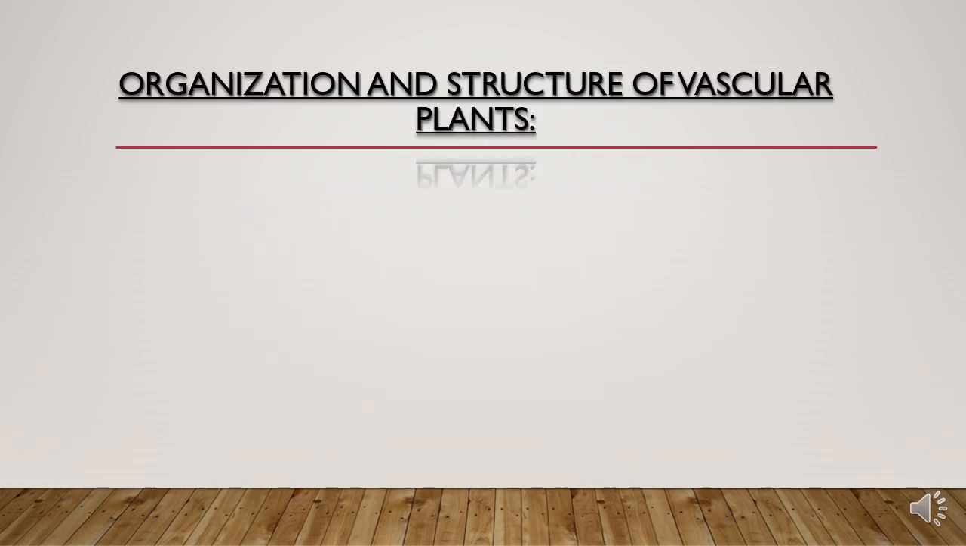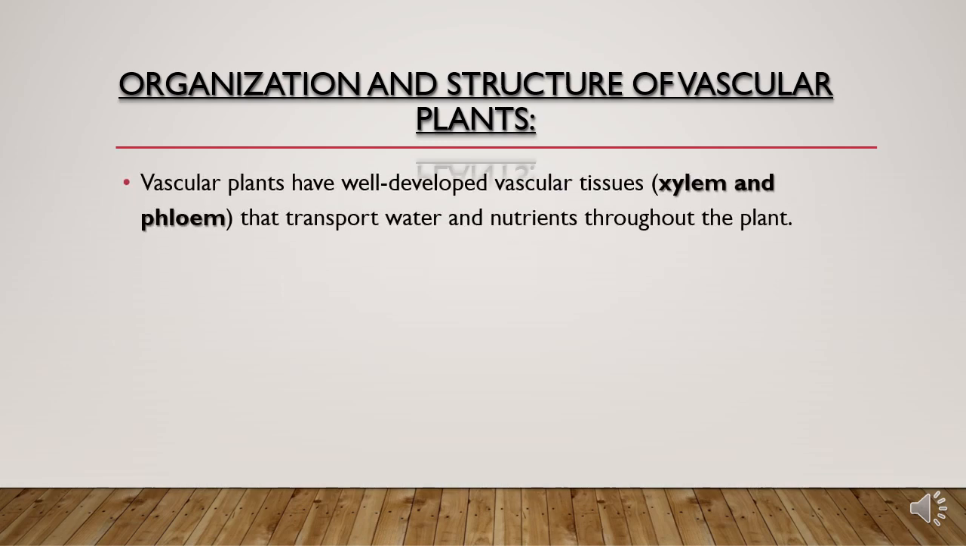As we are discussing the structure of the plant, we need to know the organization and the structure of vascular plants. Vascular plants have what we call vascular tissues, and the two vascular tissues are the xylem tissue and the phloem tissue. These are the two major types of vascular tissues, and they are usually responsible for the transport of water, mineral salts, and nutrients throughout the plants.